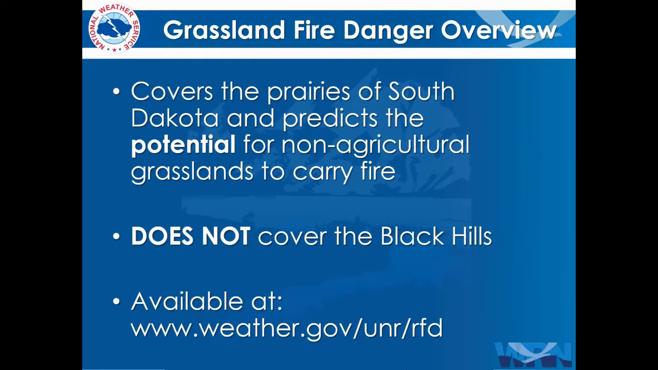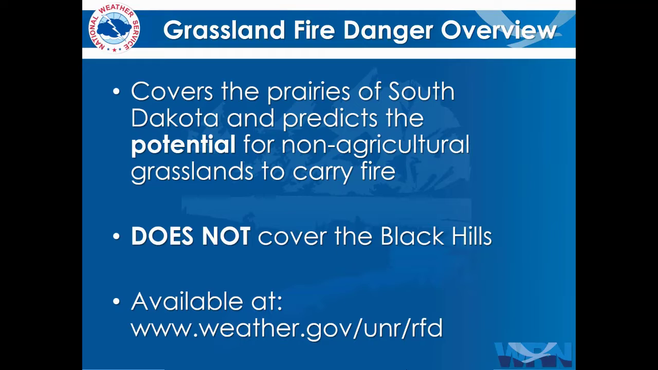So the Grassland Fire Danger product is designed to cover the prairies of South Dakota, not the Black Hills, but the prairies of South Dakota, and is to predict the potential for non-agricultural grasslands to carry fire. So it's not designed to predict whether or not a fire will occur. It's designed to predict how the grasses will be able to carry that fire should a fire occur. And again, it does not cover the Black Hills, with Black Hills being more of a timber fuel model.